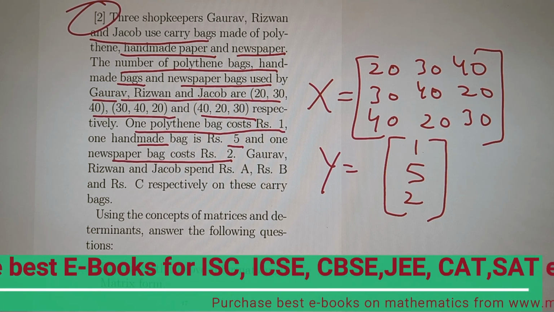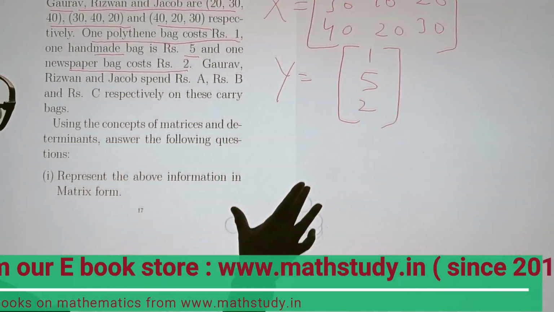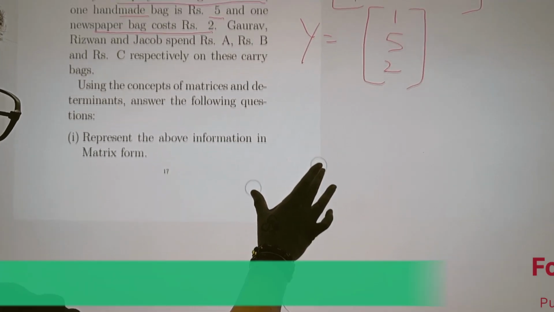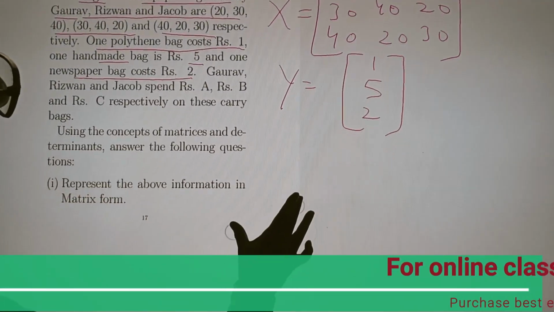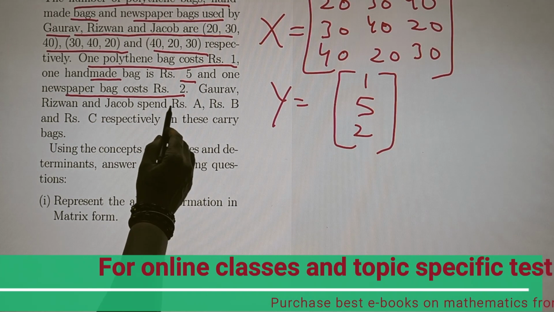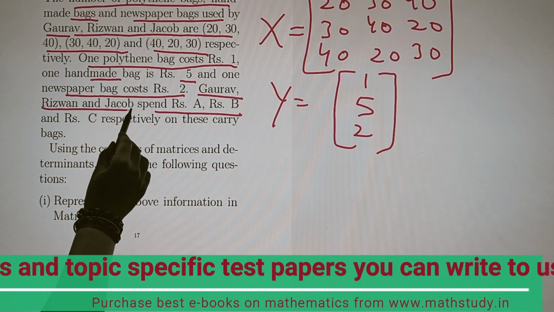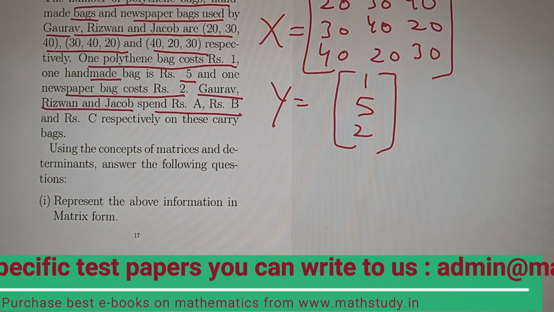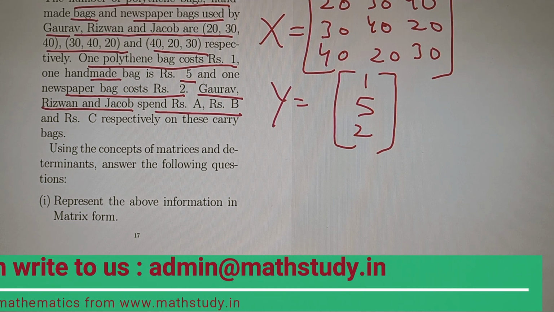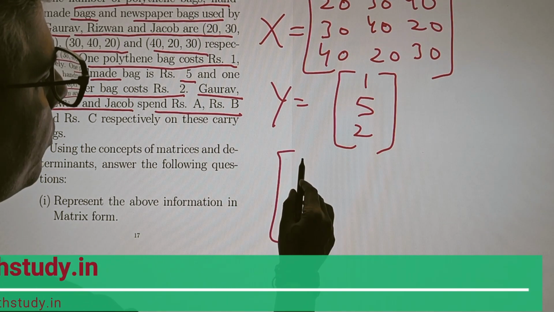Now let's move towards the second part of this question, which states that we need to find the values of A, B and C. And what are A, B, C here? A, B, C are the expenses done by Gaurav, Rizwan and Jacob. So what we have to do? We have to simply multiply x and y, and we will get the values of A, B, C.